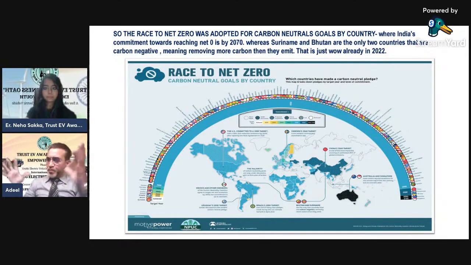So if you want to see an example of what is carbon positive and carbon negative, look at Suriname and Bhutan. Then you will know why we are going towards carbon negative, which we are talking about. So this is a race to net zero globally that I have put for you to see where we stand in the global world and what our targets are.